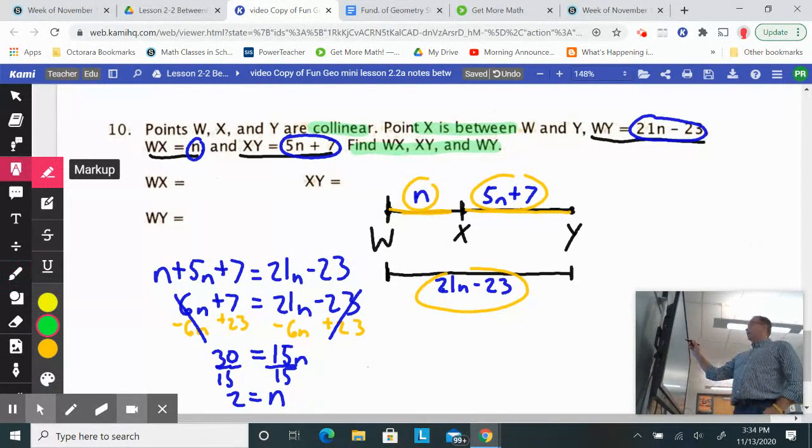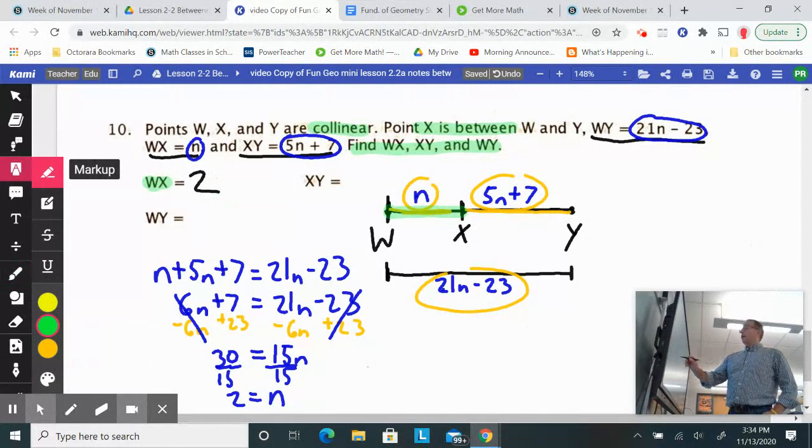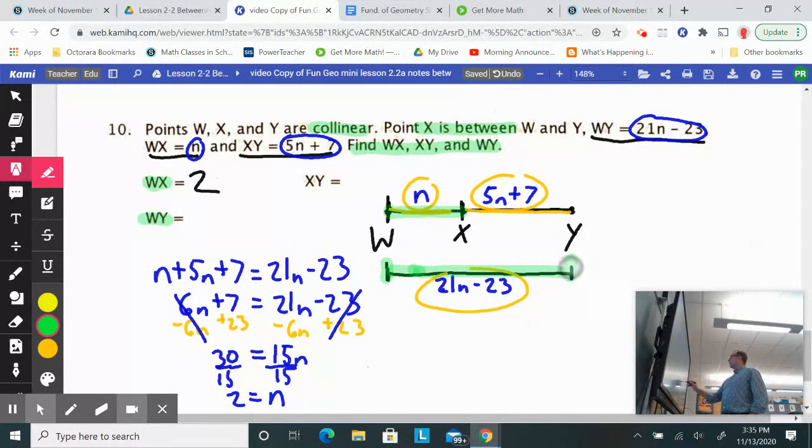Now there's 3 questions here. There's wx. What's the distance from w to x? Well, the answer is n. N is 2. So I go up here, I write in a 2. Then it says w to y. W to y is the whole distance from all the way to the left, all the way to the right side here.